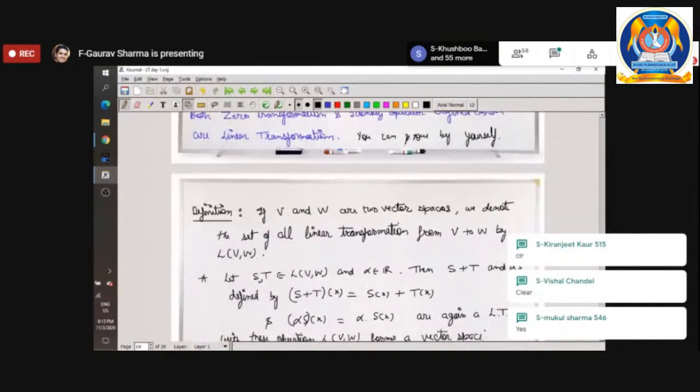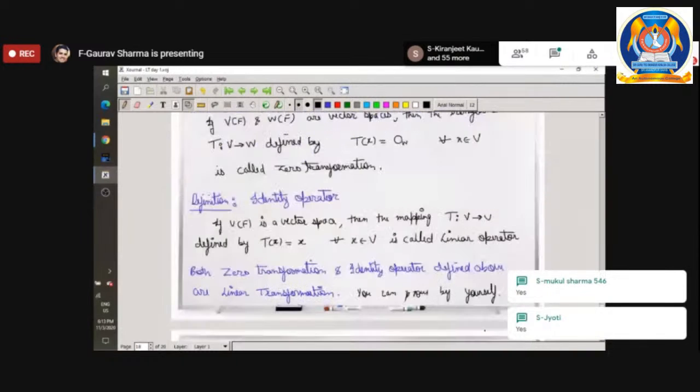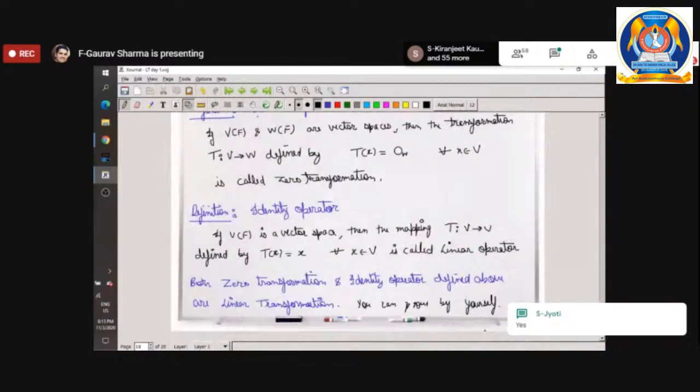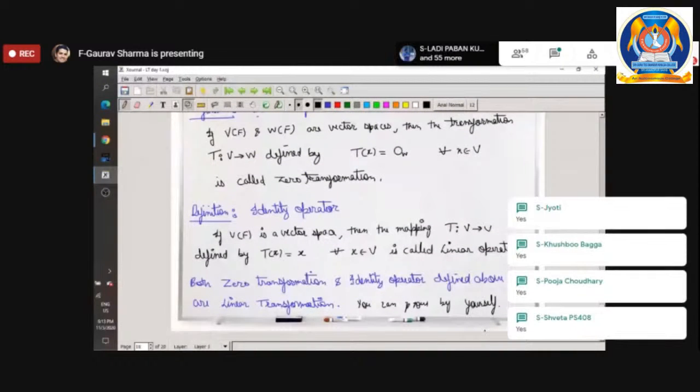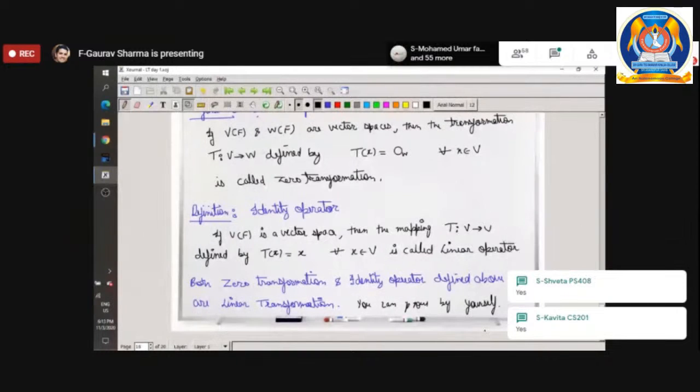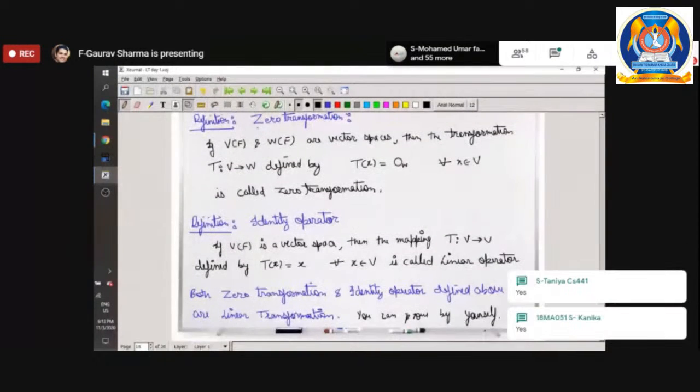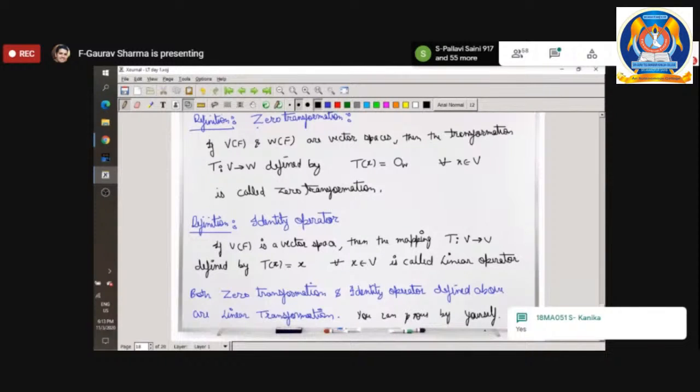Can we define projection as a linear transformation? Yes, sir. For projection, we need to check whether it satisfies the property or not. It is just simple; you can check also. That means it will not always satisfy the linear transformation property, so we need to check whether it does.